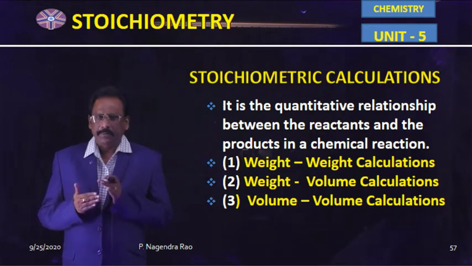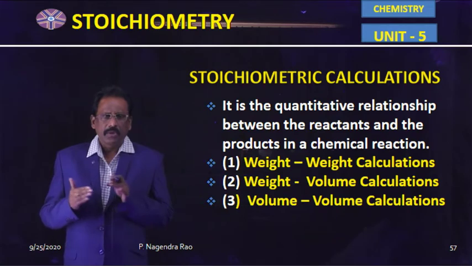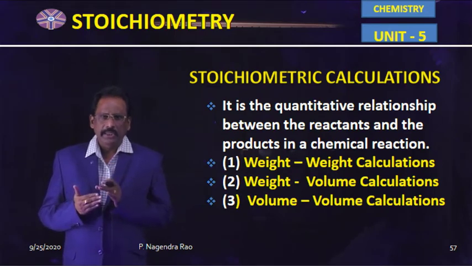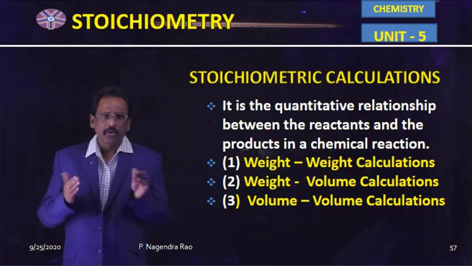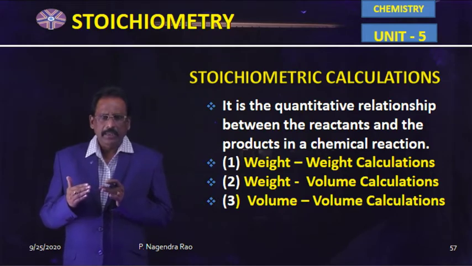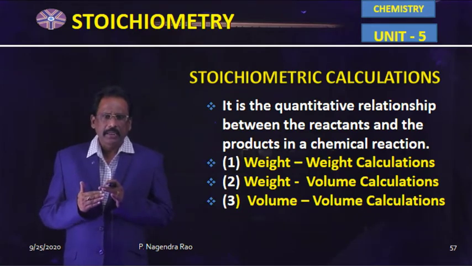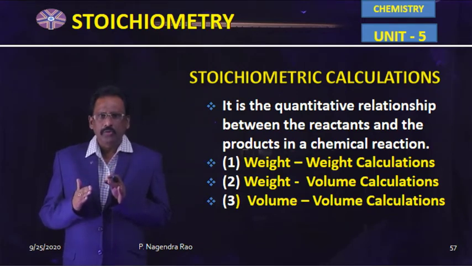These are of three types. Weight calculation, that means if one of the substance's weight is given, the other substance's weight can be calculated by using the given chemical reaction. The second type is weight-volume calculation. If one of the substance's weight is given, it is possible to calculate the gaseous substance's volume by using the given chemical reaction. And the third category is volume calculations.